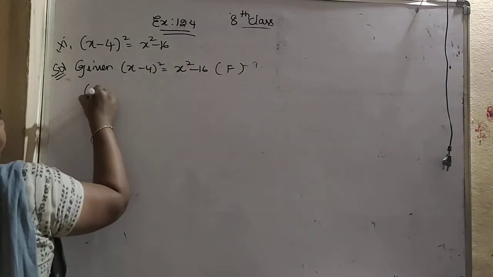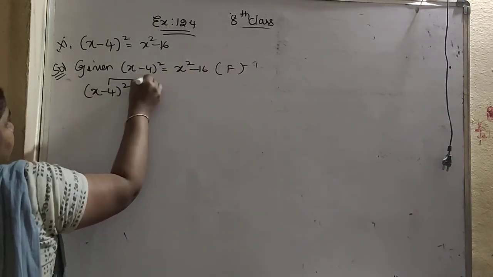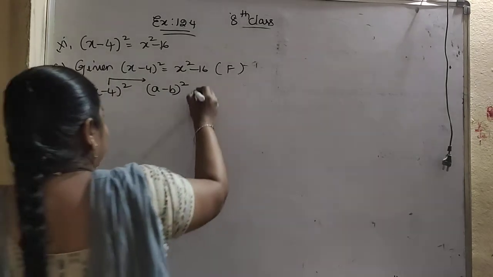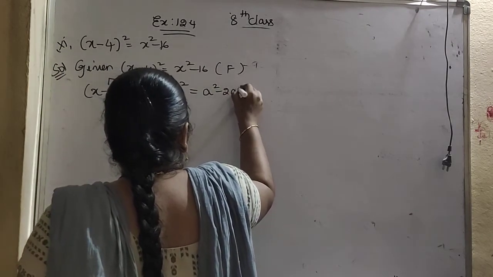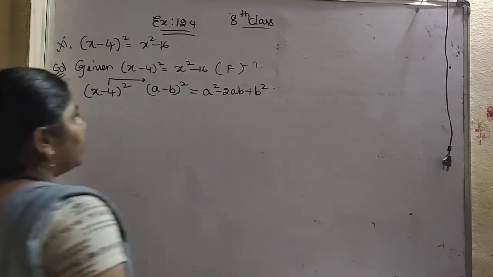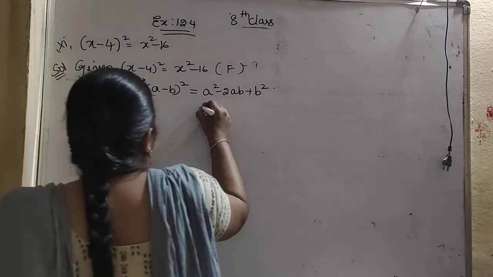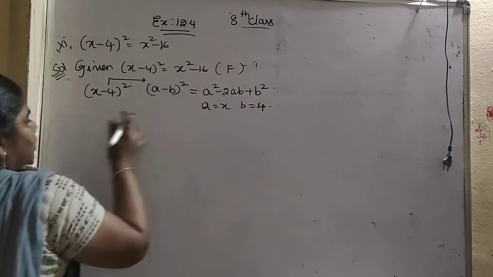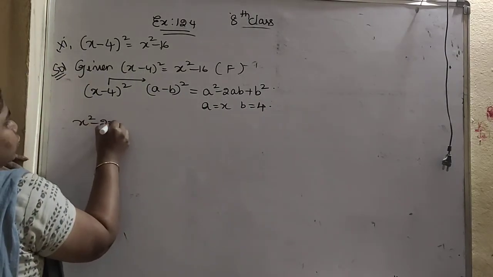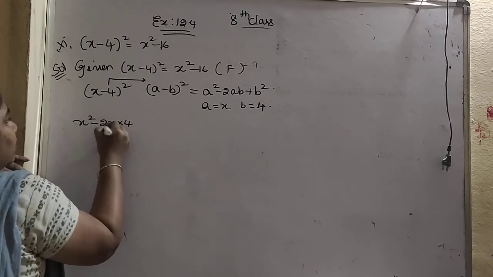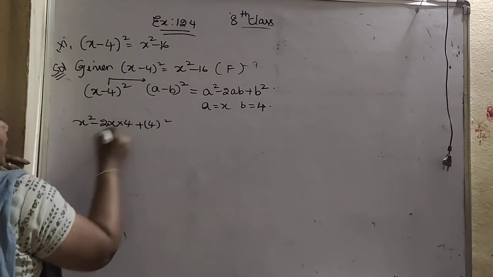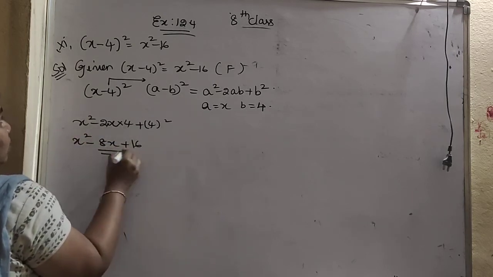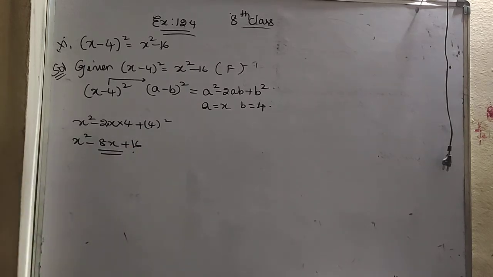So what is the correct statement, we will see. So this is in the form of (a − b) whole square. So the (a − b) whole square formula is a² − 2ab + b². So here the a value is nothing but x and the b value is nothing but 4. Now we have to convert to this form, that is x² − 2·x·4 + 4². So x² − 2 4s are 8x + 16. So this is our 11th solution.